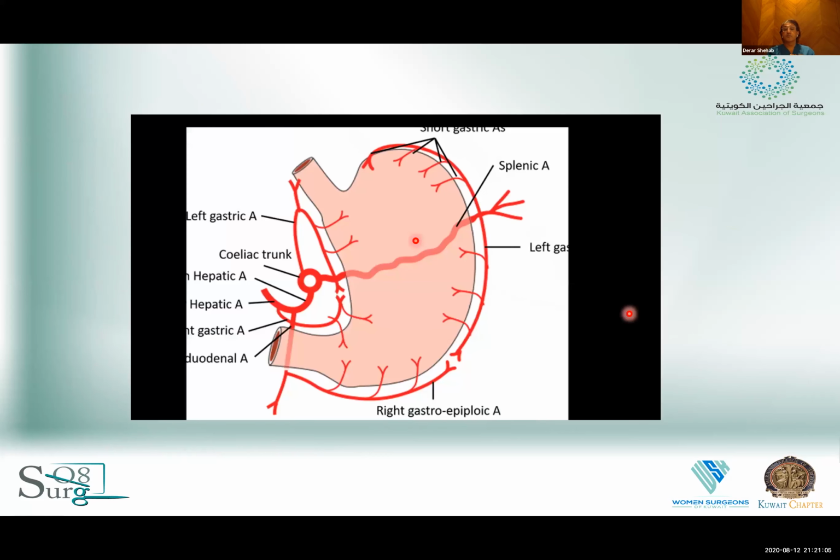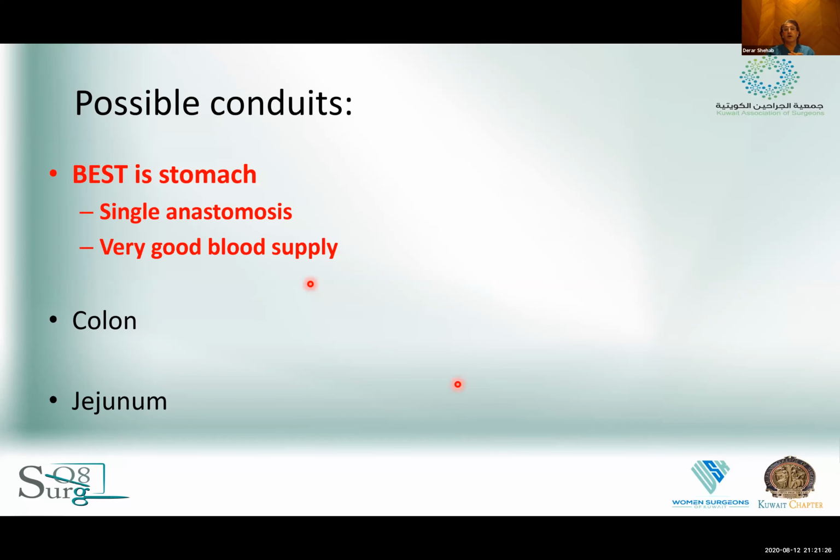I cannot emphasize more that your right gastric and right gastroepiploic are the most important vessels during stomach mobilization. So what are the possible conduits if you damage your stomach? The other conduits, besides stomach, are colon and jejunum. But the best conduit is the stomach. Why? Because it requires only a single anastomosis, and generally it has a very good blood supply. Okay.